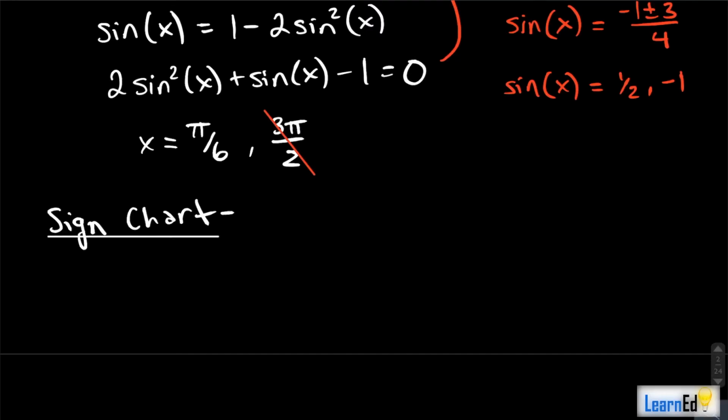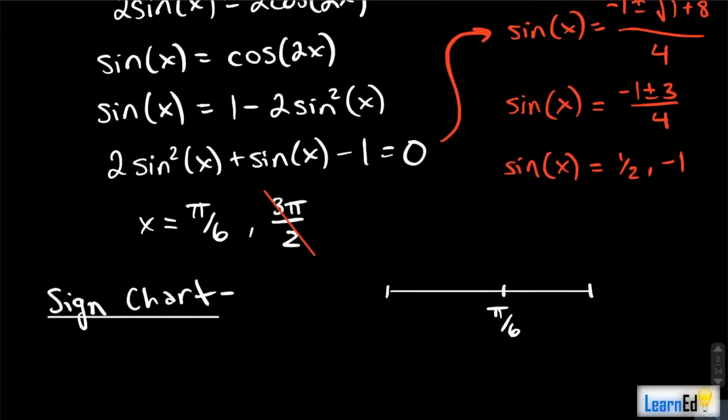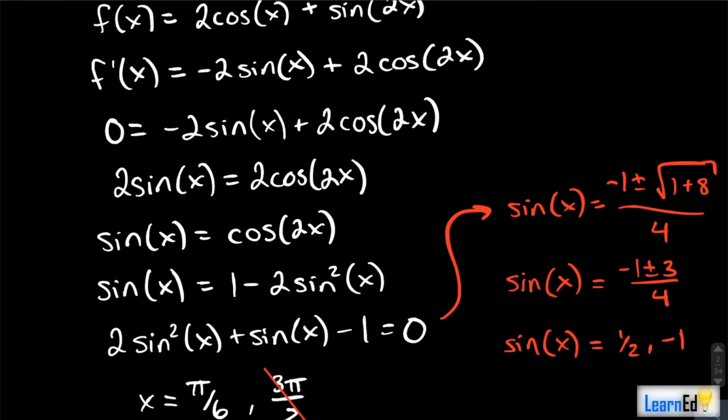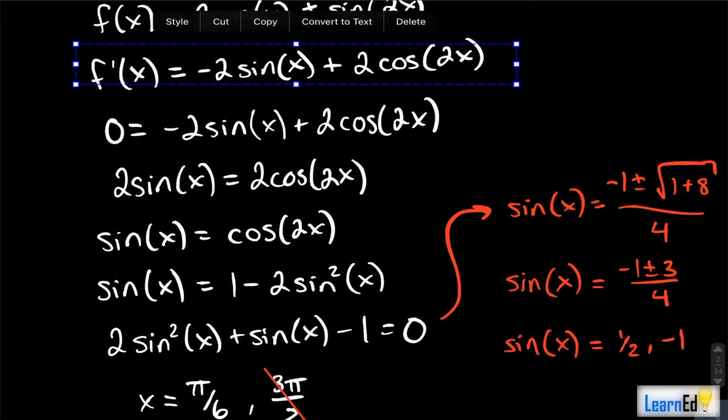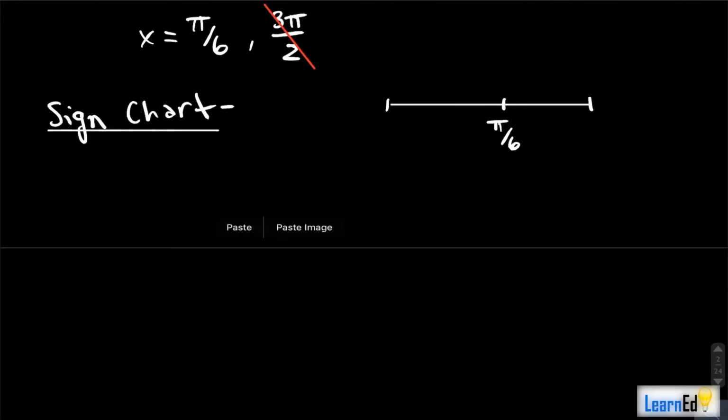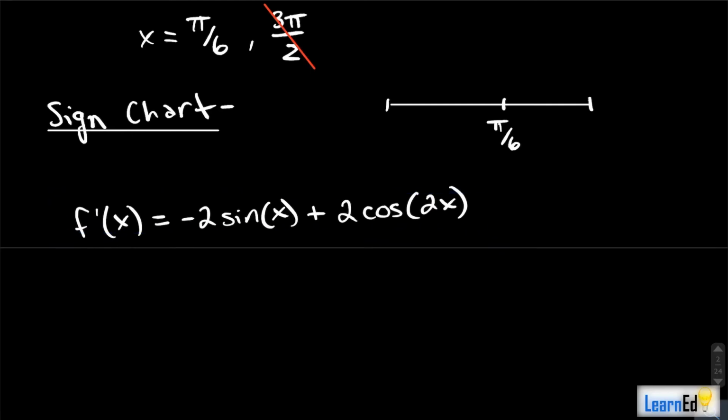Now, this is where sign charts come into play, okay? And sign charts, what I'm basically talking about here, if you are kind of unfamiliar with sign charts, is we're going to look at x values around pi over 6 and plug those into our first derivative. Our first derivative being right here. So I'll bring that down. And we're just going to see, okay, is the first derivative positive or negative, and that will tell us if pi over 6 is a max, min, or neither.